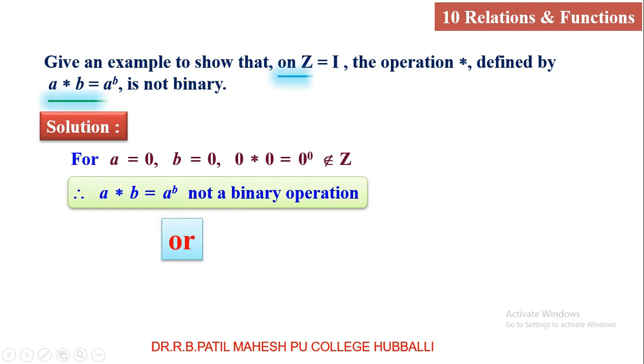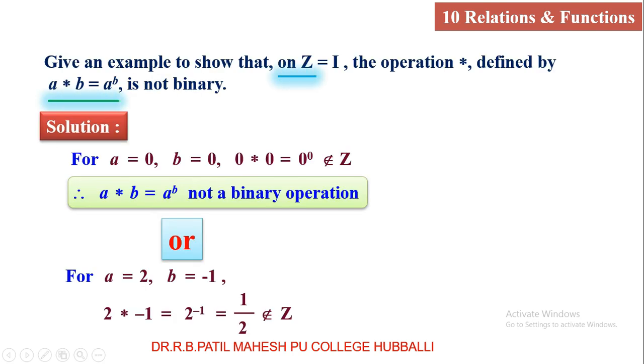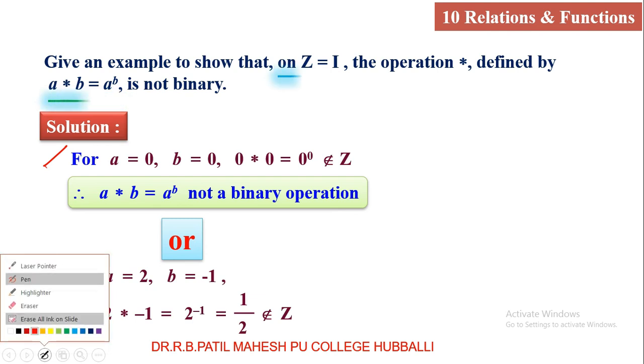Or one more example I can give you. For a equal to 2 and b equal to minus 1, a star b, now 2 star minus 1, is equal to 2 raised to minus 1, and it is equal to 1 by 2. And it does not belong to the integers. Fractions do not belong to the integers. Therefore, this is not a binary operation. In the exam, either you give the first example or the second example, students, not both.